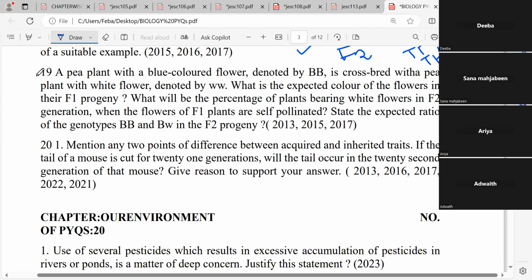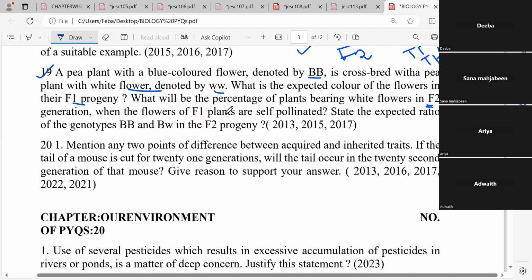Now, a pea plant with blue colored flower denoted by capital B is crossbred with a pea plant with white flower denoted by WW. What is expected with the color of flower in the F1 progeny? Blue colored is dominant, so that will be there. What will be the percentage of plants bearing white flowers in the F2 generation?